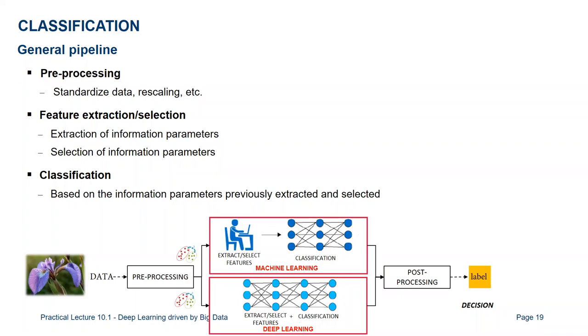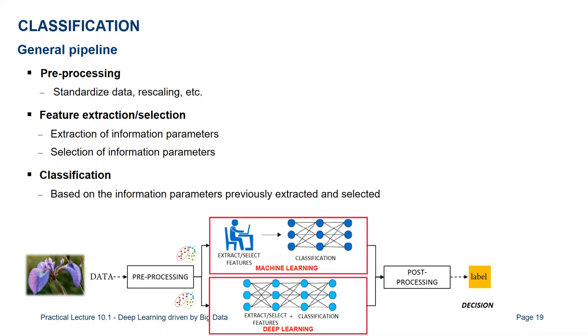So if we now consider a general processing pipeline that you would use for establishing a classifier, here you see three main steps. In the first step, you have the so-called pre-processing.